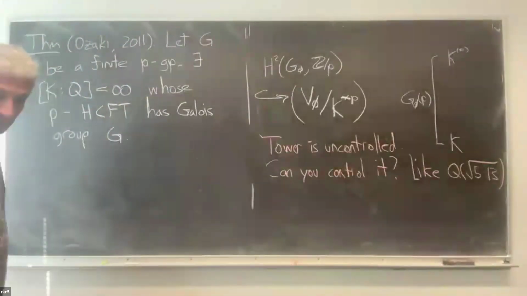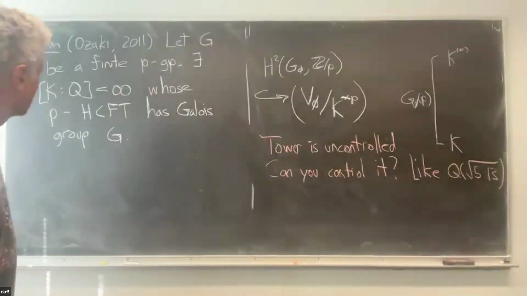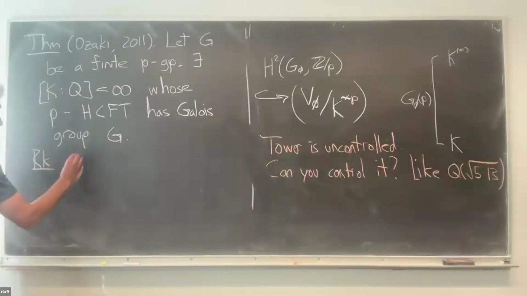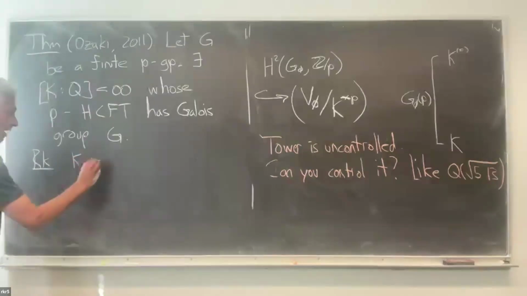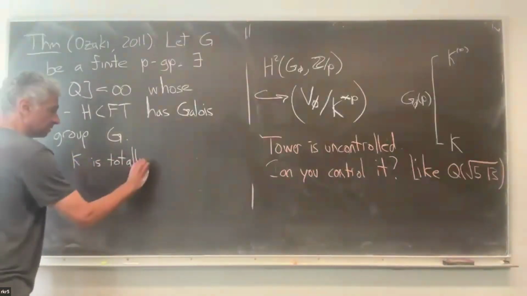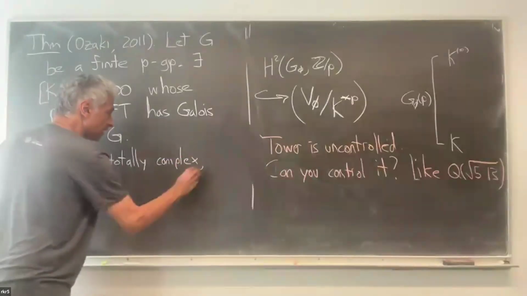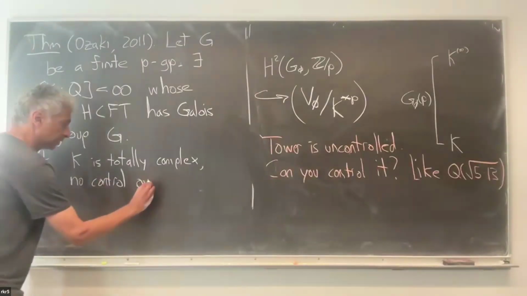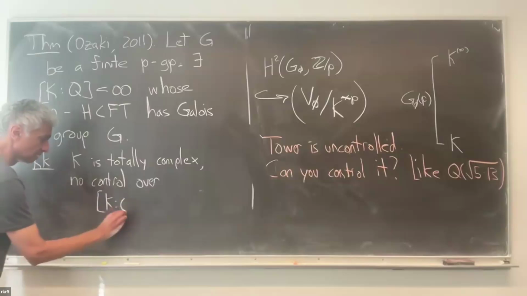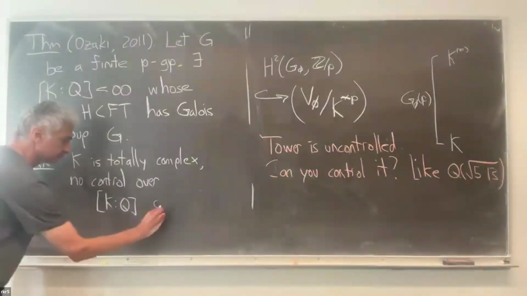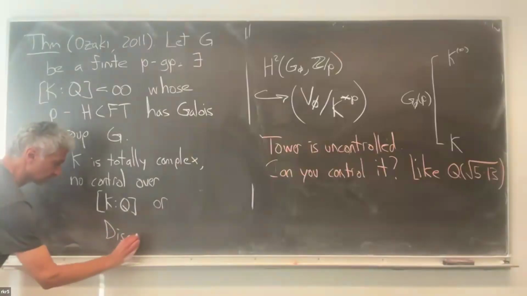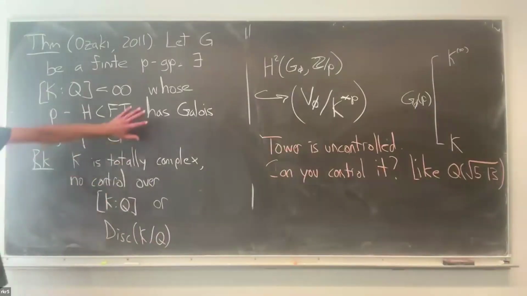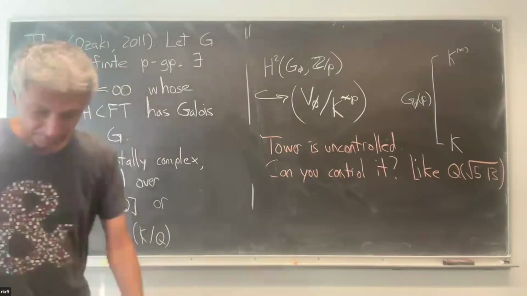I'll make some remarks. In Ozaki's proof, K is totally complex. And there is no control over the degree of K over Q or the discriminant of K over Q. The field exists, is all he says.